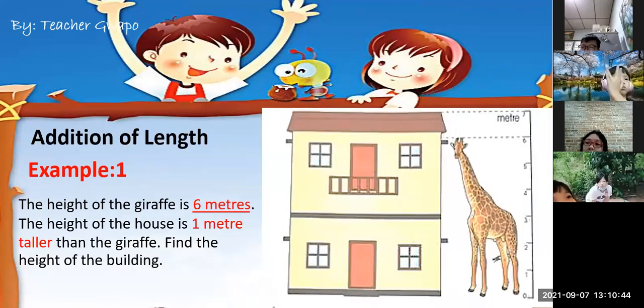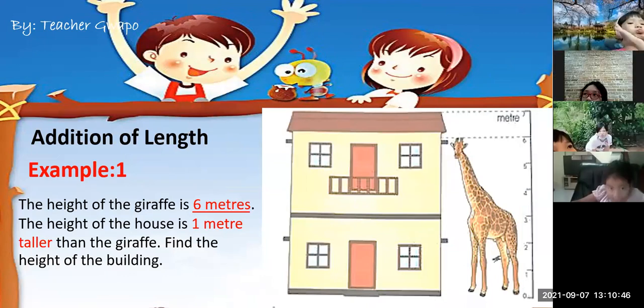Let's say for example, the height of the giraffe is 6 meters. Very tall, 6 meters. And the height of the house is 1 meter taller. What is taller in Thai? Taller means สูงกว่า. So the house is 1 meter taller than the giraffe. So the question here, find the height of the building.